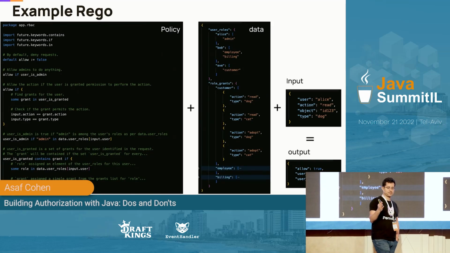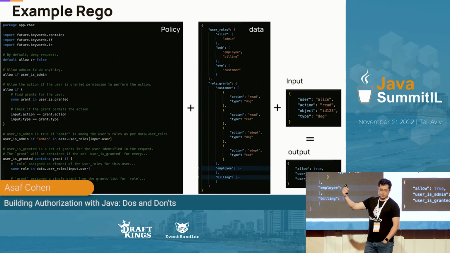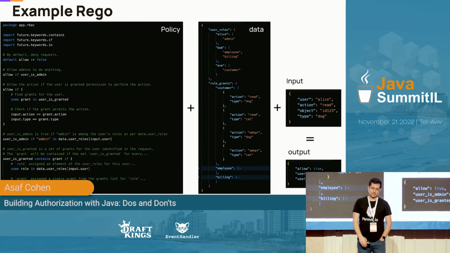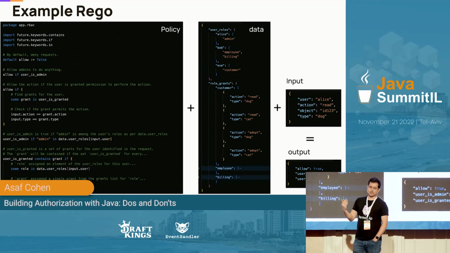And this is how you would express the data with OPA. So you can see a list of all the user roles in the system. And this way you don't have to pre-encode a role into the system. It's just JSON that you can always change, right? So if I want to add a new role, I just change the JSON. And all the grants for that role, all the permissions. So a customer role can read the resource dog, or read the resource cat, whatever. So that's the data.